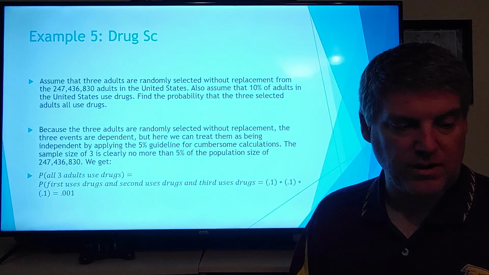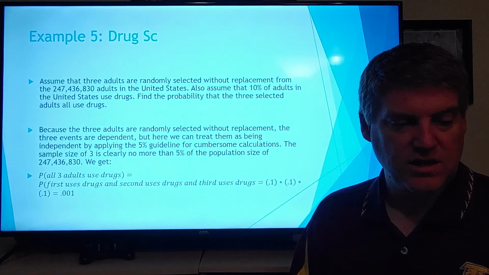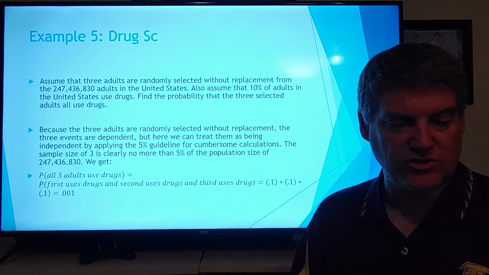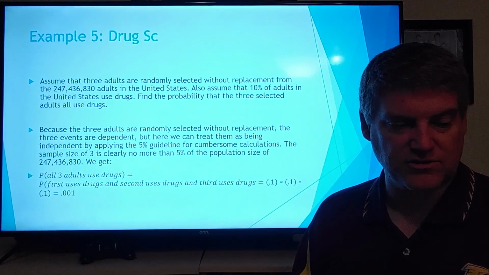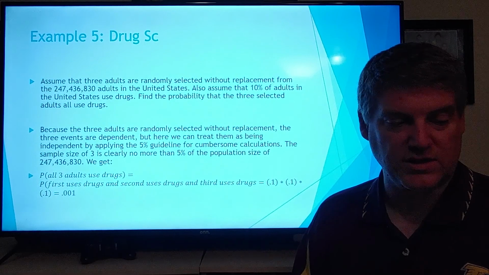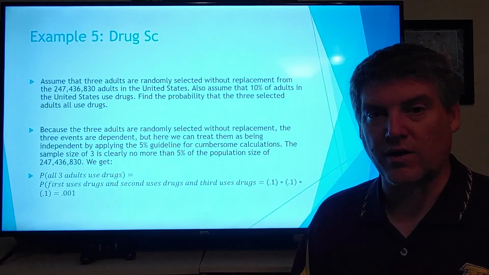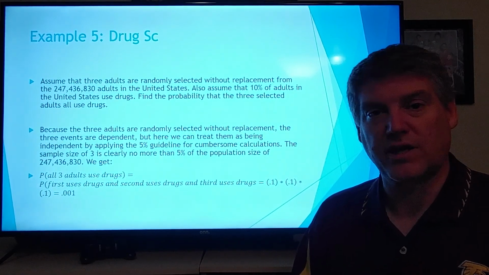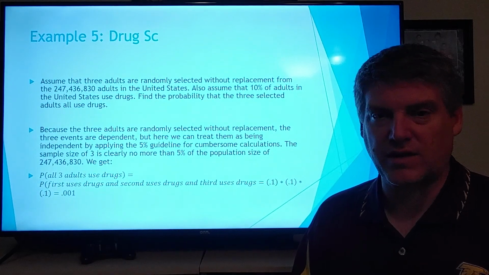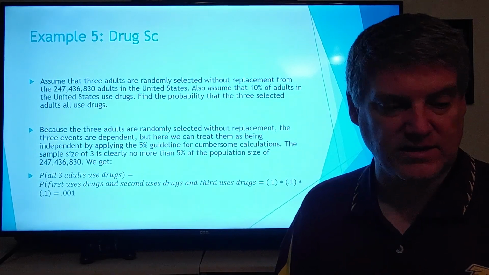So the probability that the first uses drugs and the second uses drugs and the third uses drugs is 0.1 times 0.1 times 0.1, or 0.001. So we get to use this probability as an independent event.